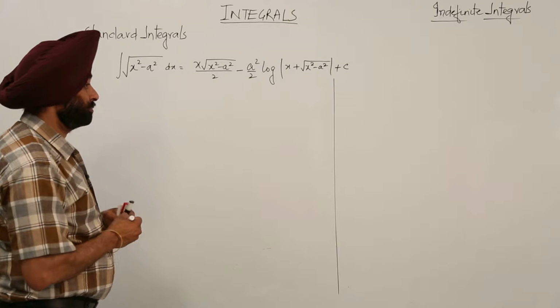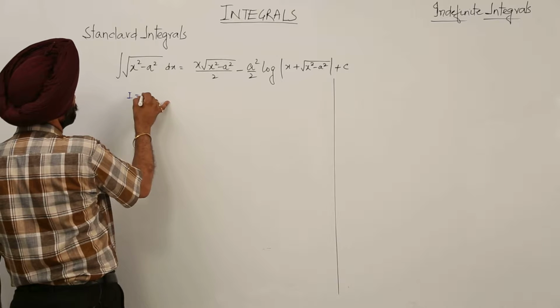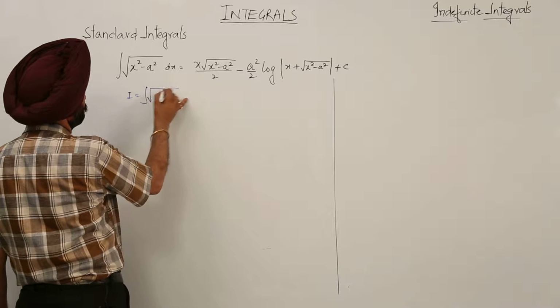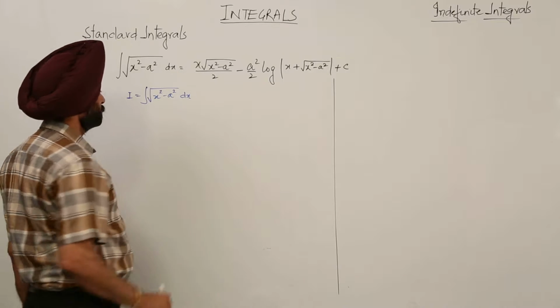Second type of integral. Now let's derive this one to find the integration of square root of x square minus a square dx.